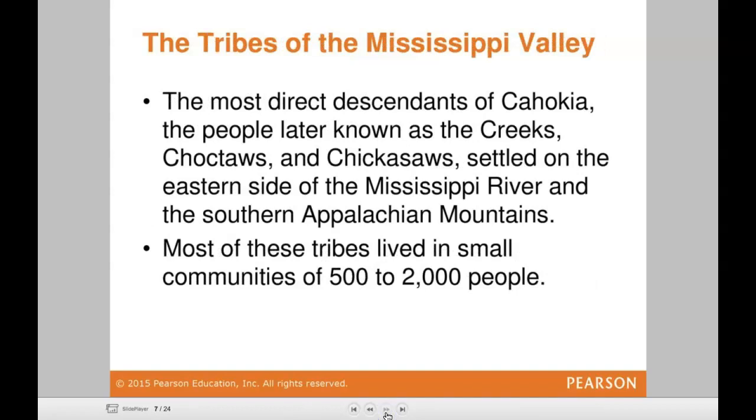The tribes of the Mississippi Valley. The most direct descendants of the Cahokia, the people later known as the Creeks, Choctaws, and Chickasaws, settled on the eastern side of the Mississippi River and the southern Appalachian Mountains. These people were eclectic and diverse as well, and had many different types of traditions and customs that became part of what we now know as Indian culture. Most of these tribes lived in small communities of 500 to 2,000 people.